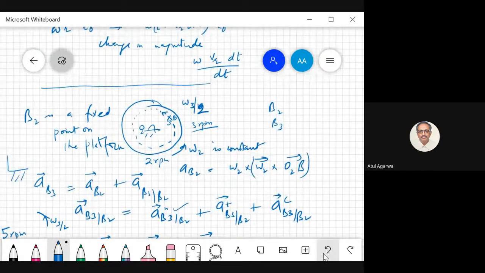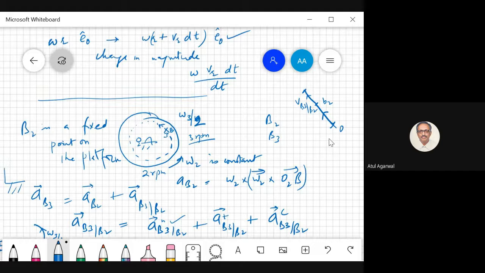Now if you draw the velocity diagram, this is my pole of the drawing. What will be the velocity of B2? It will be like this. Velocity of B3 with respect to B2. So this is the velocity of B3 with respect to B2. So this is your point B3. Do you agree? What is the velocity of B3 with respect to B2?